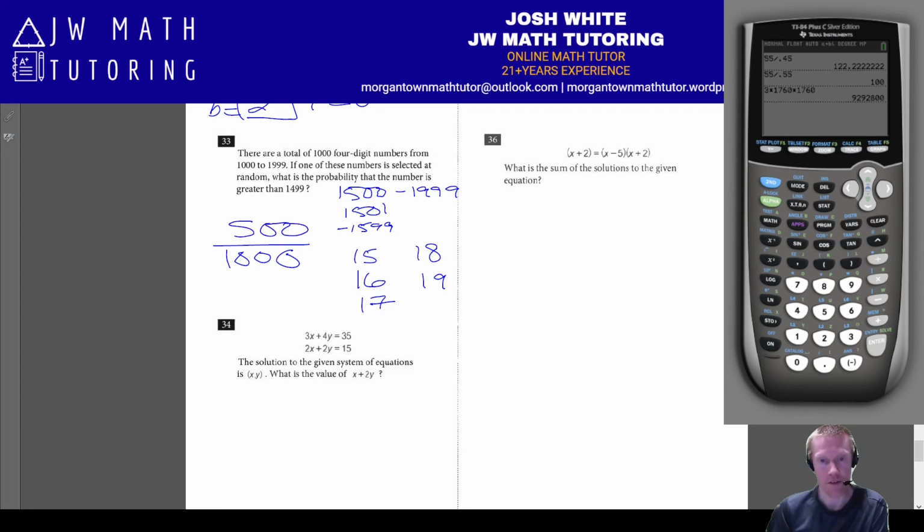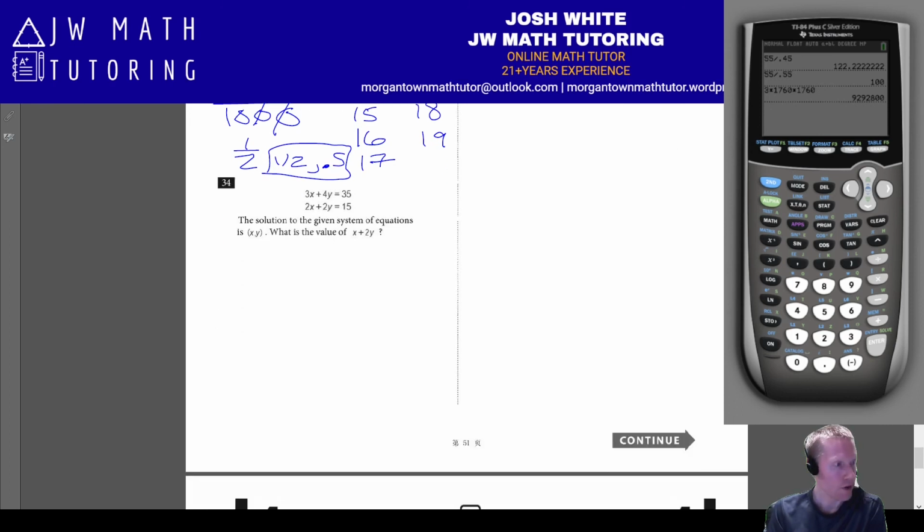So this one's just 500 over 1,000, or just 5 over 10, or really it's 1/2. You could grid it in as 1 divided by 2, or you could grid it in as just 0.5. Either would be considered acceptable for that problem.